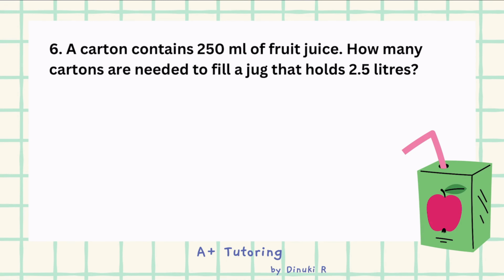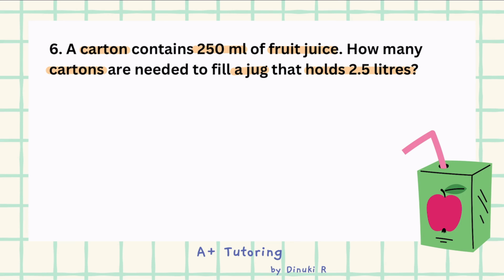Okay, let's go through these questions. Question number 6. As always, pause the video here and take a second to read through the question. Okay, now that you've had a chance to read through the question, let's go through it together. A carton contains 250 mils of fruit juice, mils or milliliters. How many cartons are needed to fill a jug that holds 2.5 liters?